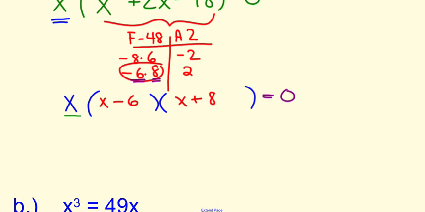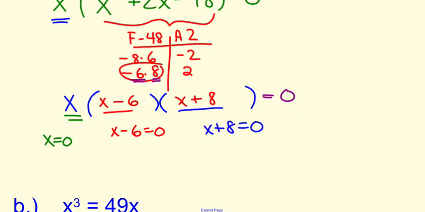So one of the factors is x equals 0. Another factor is x minus 6 equals 0. And then the last factor is x plus 8 equaling 0. Now we solve each of them for x. Well, the first one is already solved, so that's x equals 0.